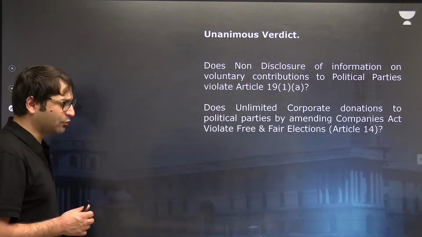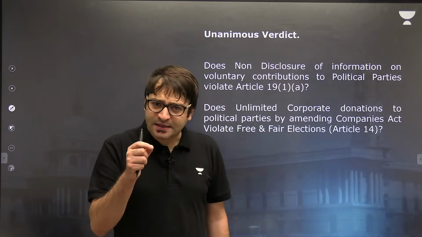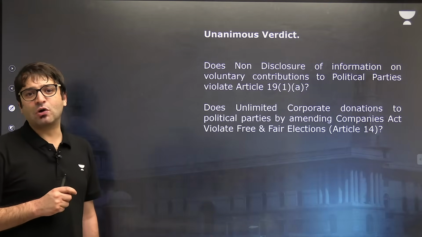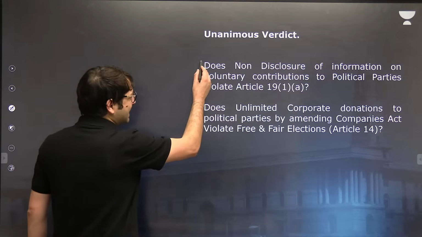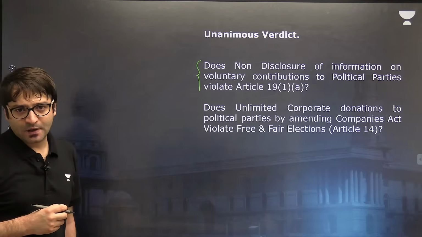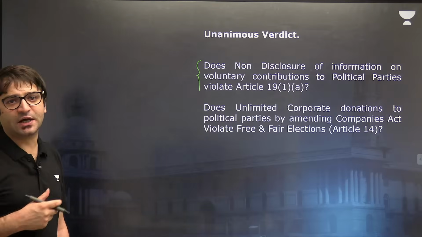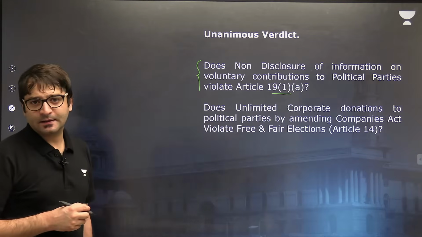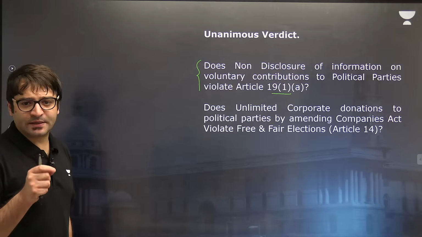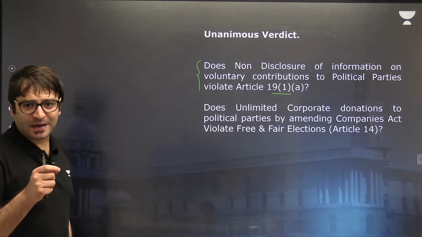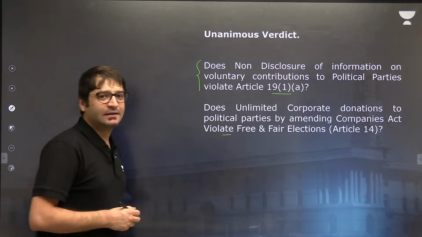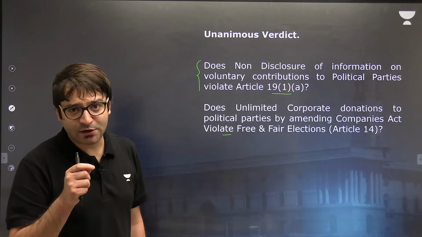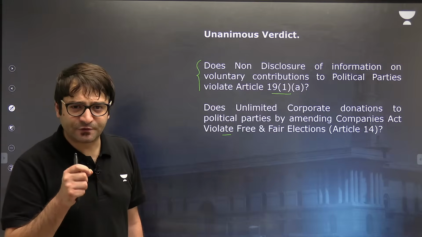Now the challenge before the court was, is this electoral bond scheme constitutional? There were two broad questions that the court had to answer. Number one, does non-disclosure of information on voluntary contributions to political parties violate Article 19(1)(a) of the Constitution? Number two, does unlimited corporate donation to political parties, by amending the Companies Act, where there is no limit to the amount of money you can donate, where even loss-making entities can donate money to political parties, violate free and fair elections?